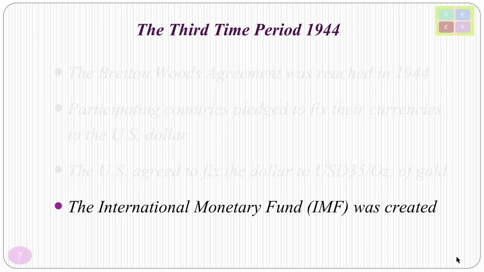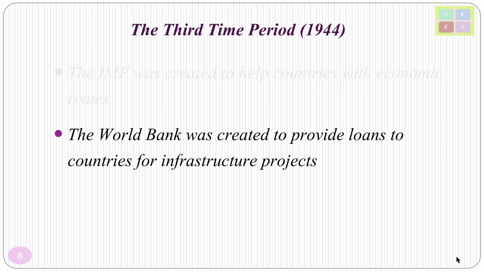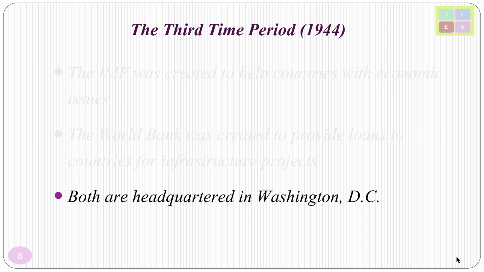Also in 1944, as a part of the Bretton Woods Agreement, the International Monetary Fund, or the IMF, was created. The IMF was created to help countries with economic issues by lending them funds. The World Bank was created also in 1944 to provide loans to countries for infrastructure projects. By infrastructure projects, we mean building roads, building bridges, building hospitals, and so forth. Both the IMF and the World Bank are headquartered in Washington, D.C.